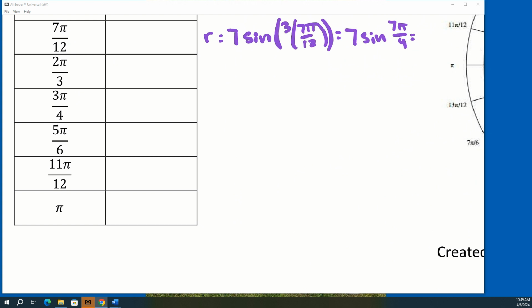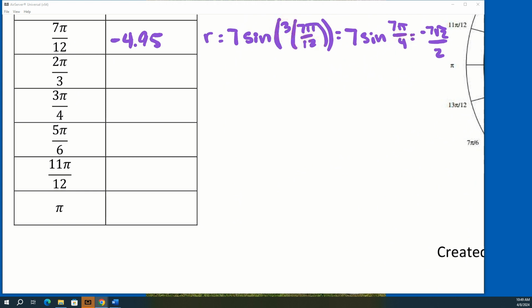You can look at your unit circle if you have it. The sine of 7 pi over 4, what is that? Negative square root of 2 over 2. So this is going to be negative 4.95, or almost 5. Okay, because we're doing 7 pi over 12. 3 over 12 reduces to 4 in the denominator, and that 7 is still up there.